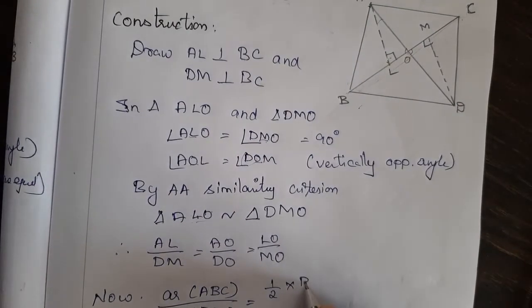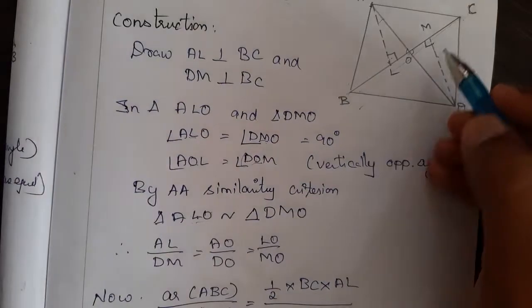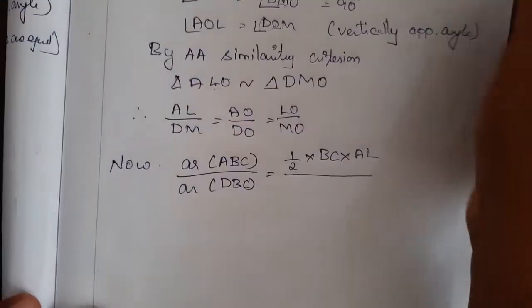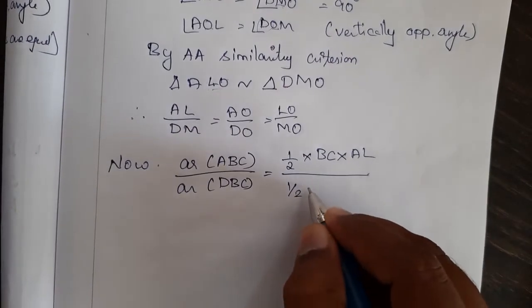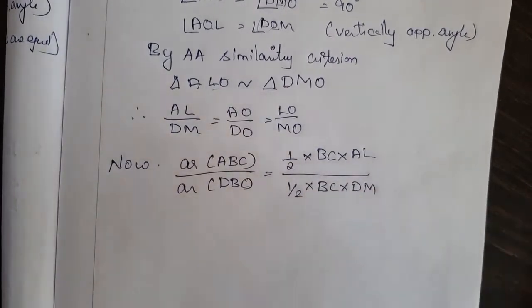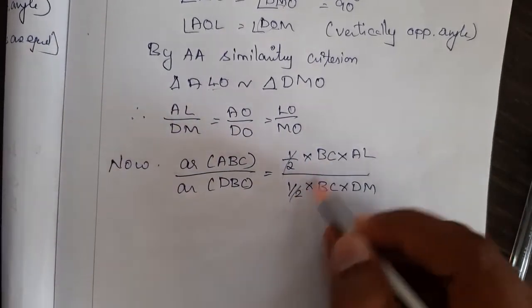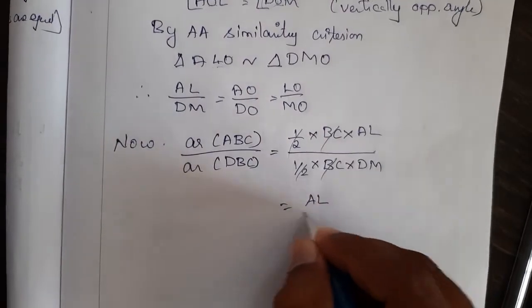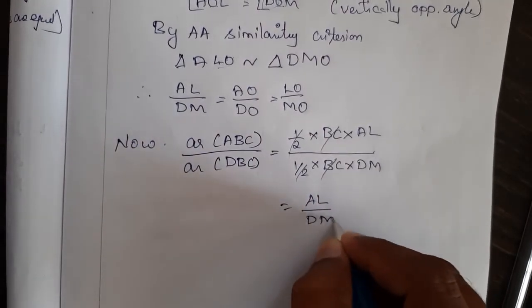Half into base BC into height AL divided by the same here. In this triangle the base is BC, the height is DM. So half into base BC into DM. So the half gets cancelled, BC gets cancelled, we obtain AL by DM, right?